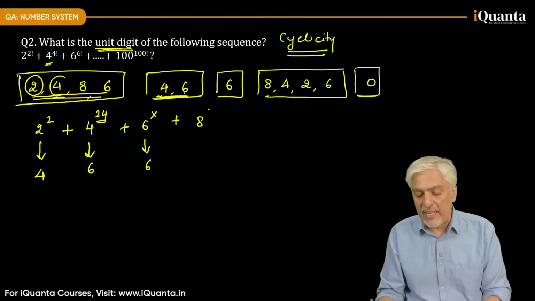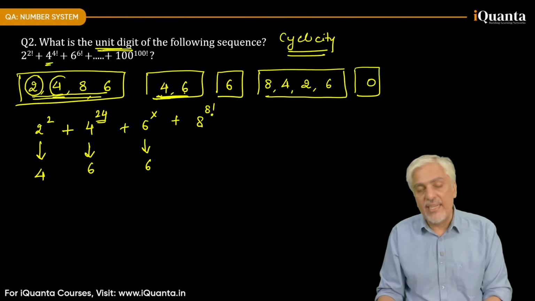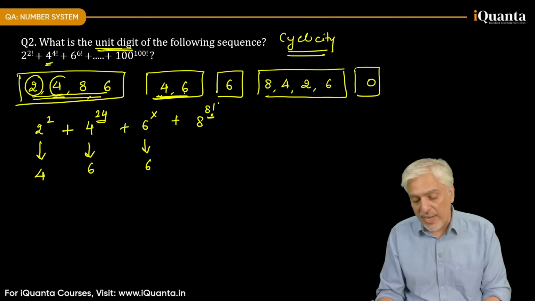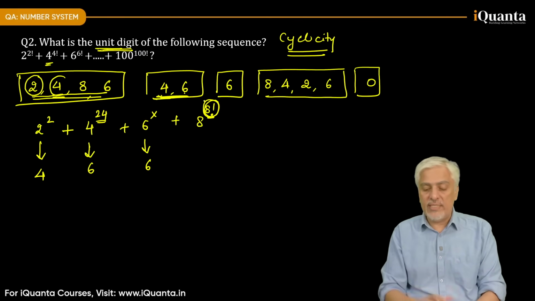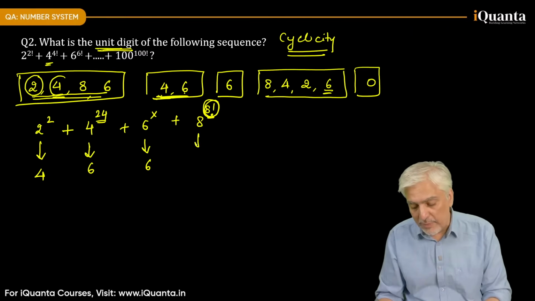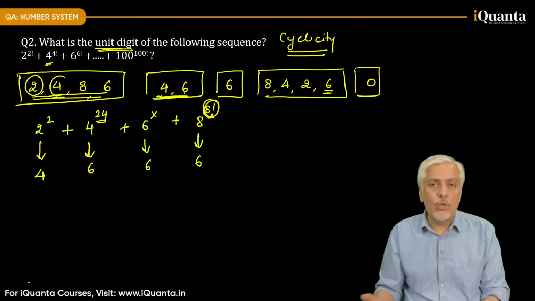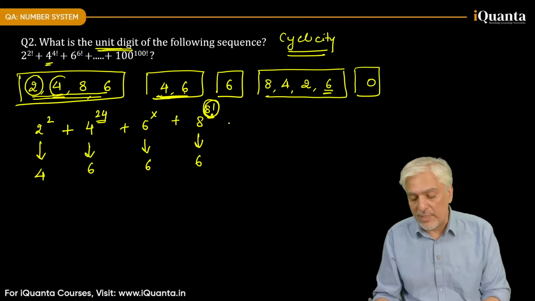8 raised to 8 factorial. Now, important to understand something: 8 factorial is definitely a multiple of 4, which means no remainder, which means the last digit over here will be 6. And 0 raised to anything will all come out to be 0 again. 10 raised to anything will come out to be 0.